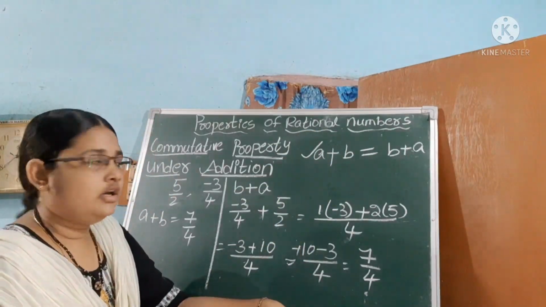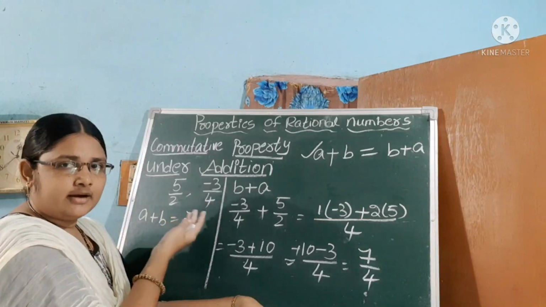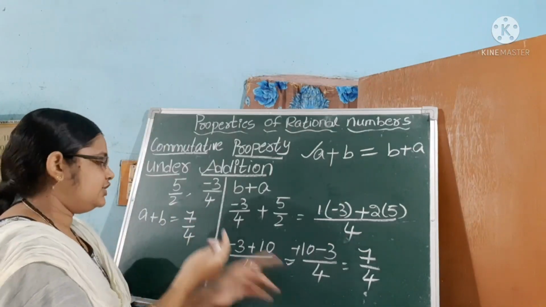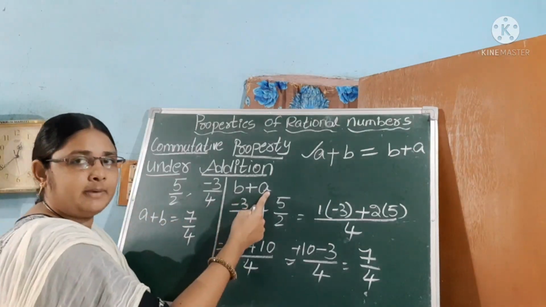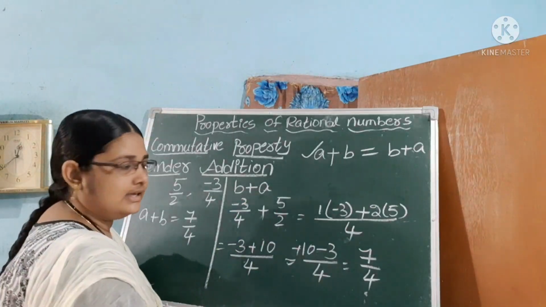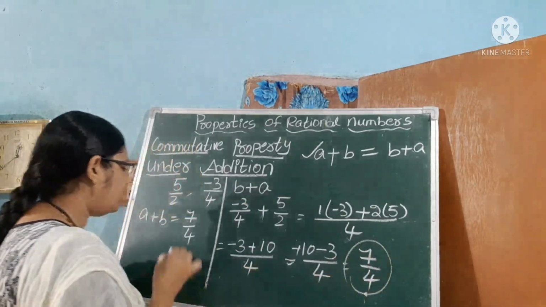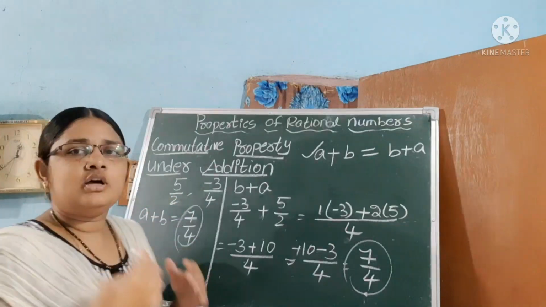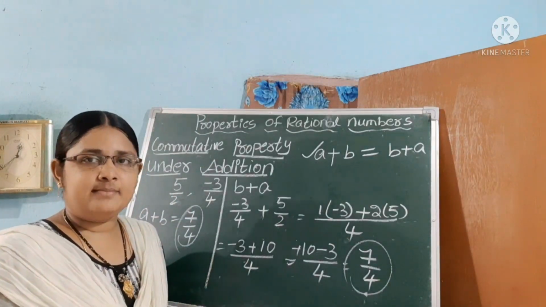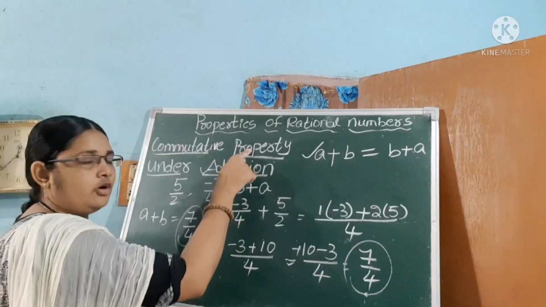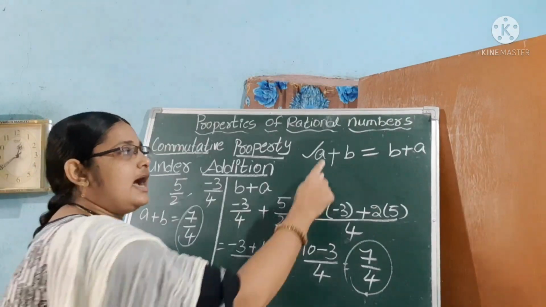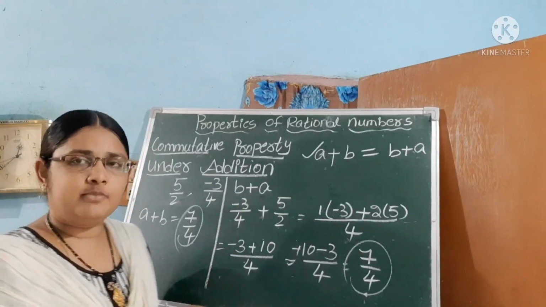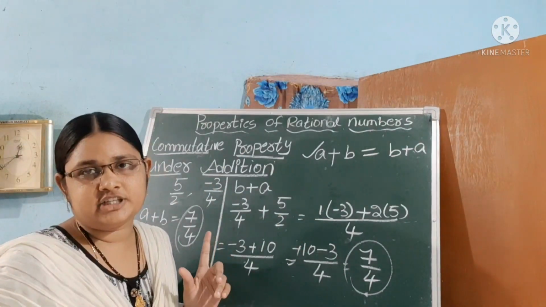Is it clear? Here we take two numbers and the order is changed. Here A plus B and B plus A. But the result is the same. A plus B is 7 by 4 and B plus A is also 7 by 4. Here we get the same result. So commutative property satisfies under addition. Shall I move to the next binary operation, subtraction?